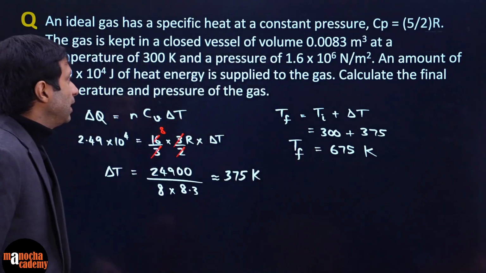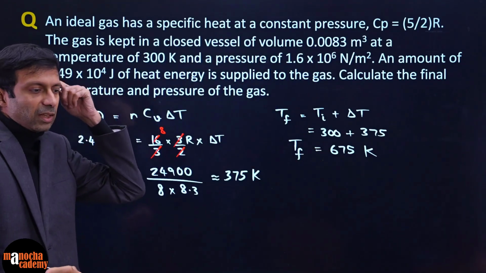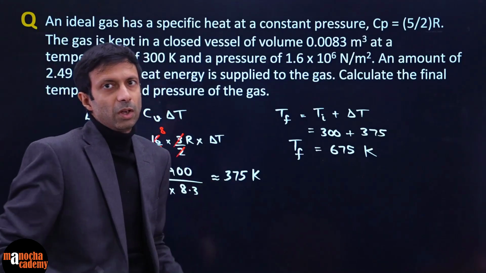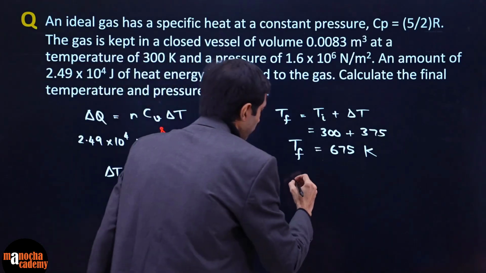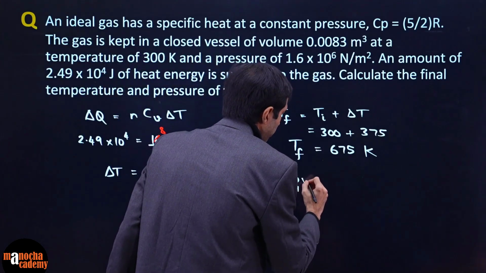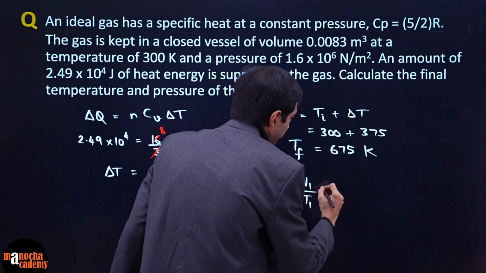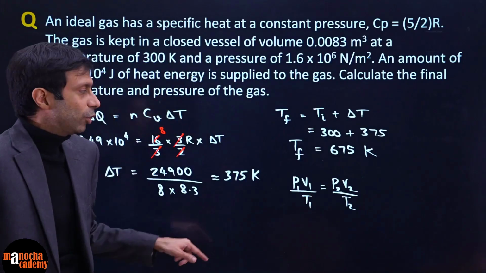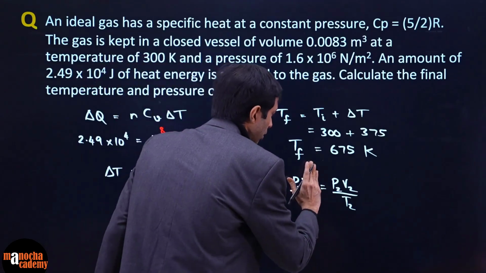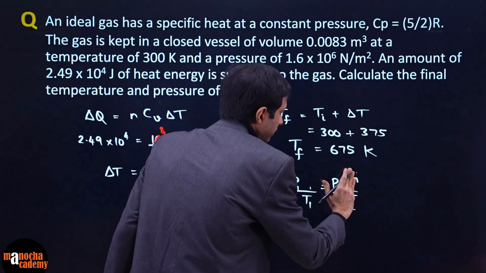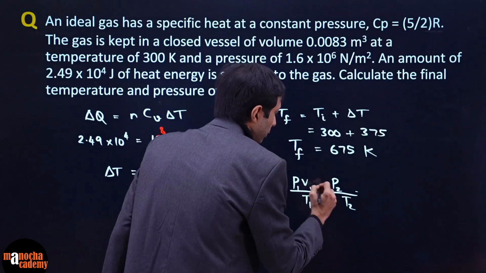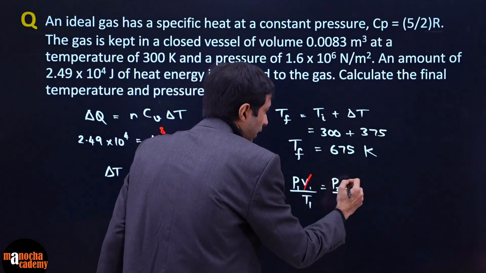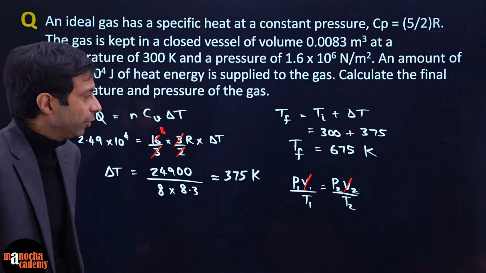Okay. And the last part, the pressure of the gas. Now, since the gas was heated in a closed container at constant volume, can we apply this law, right? Or we can apply that P1 V1 by T1 equal to P2 V2 by T2. But if the volume is constant, it basically becomes your Charles law, right? Since volume is constant, this volume gets cancelled. So we get P1 by T1 equal to P2 by T2, right?